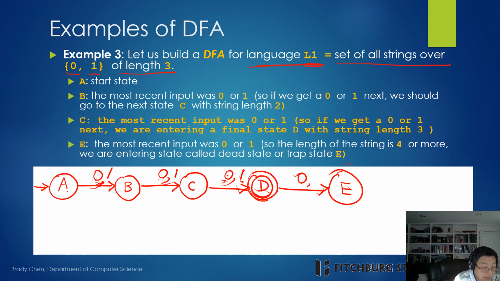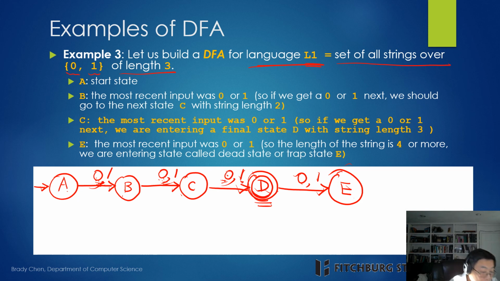The same thing with another 1. If we add another 1, it doesn't matter whether we add a 1 or 0, but this is going to make the string of length 4, so it's no longer an acceptor state. So this is a kind of tricky one. If the length of the string is less than 3, like B and C, it's not acceptable. If it's E, it's not acceptable. Only D is the accepting state.